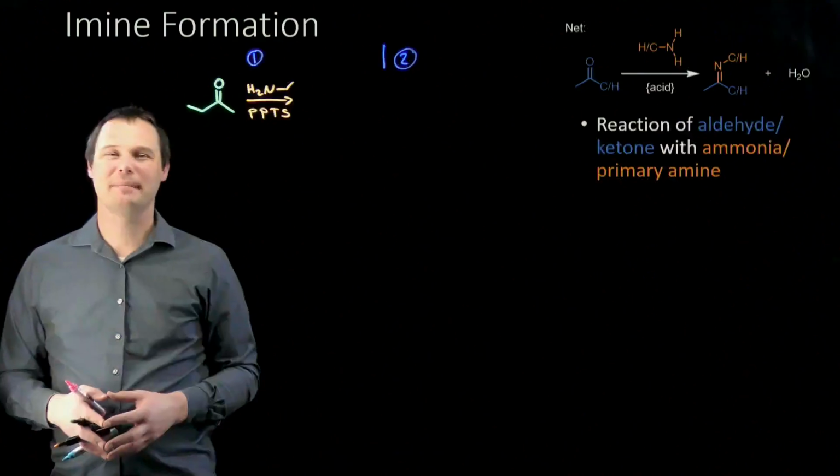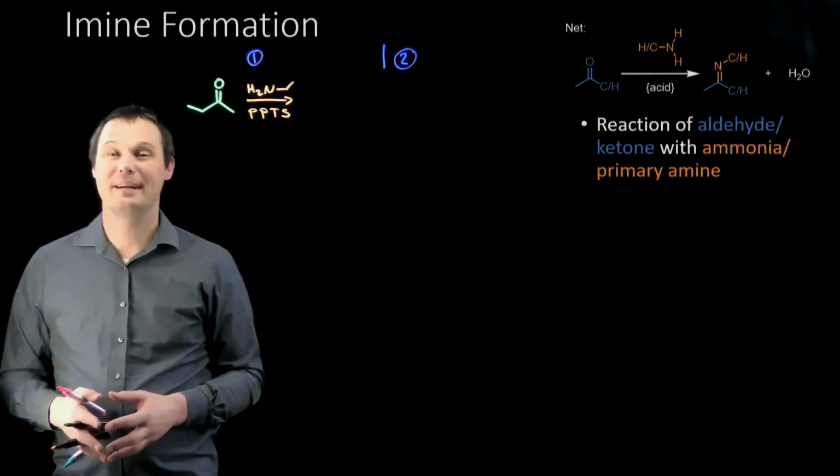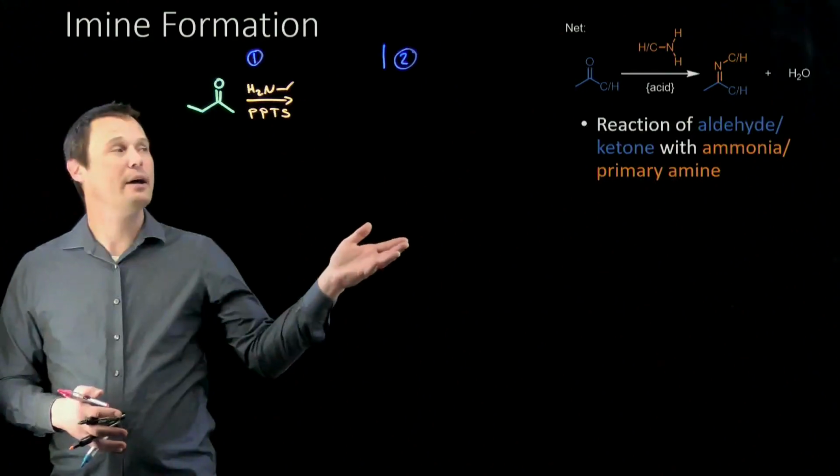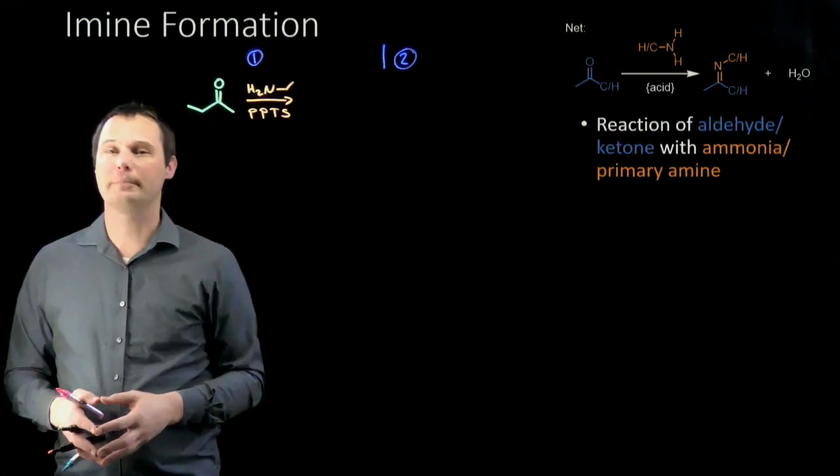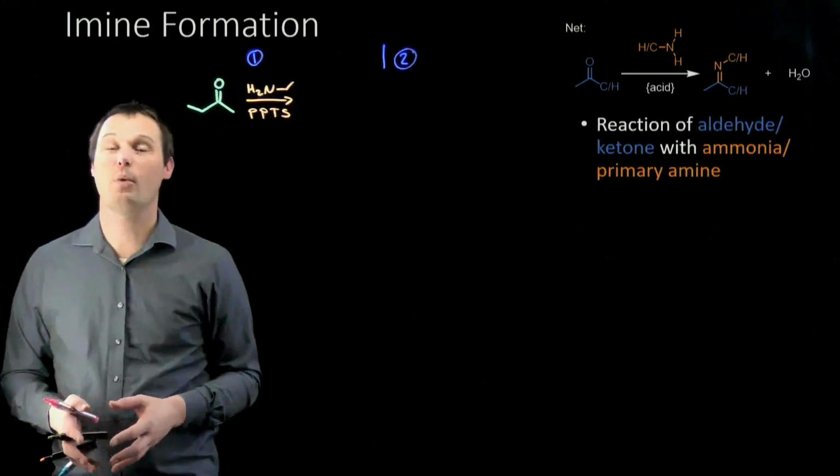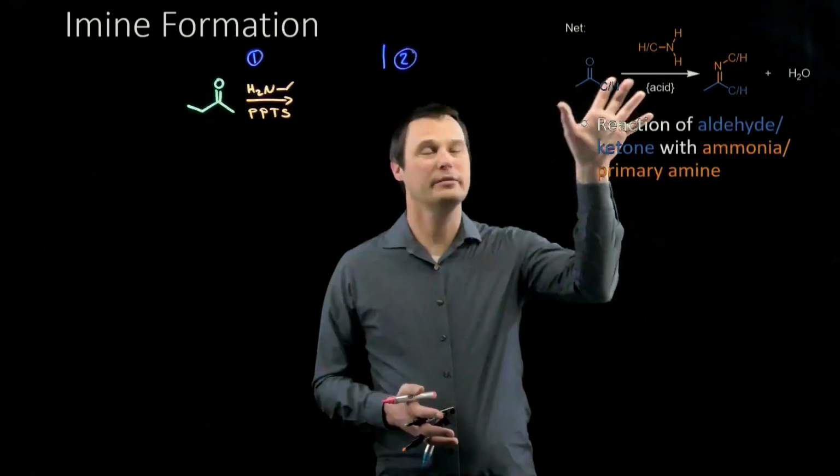Hey, OChemNinjas. I'm here today to talk about the imine formation. The imine formation is a reaction of an aldehyde or a ketone with a primary amine or ammonia to create an imine as our product, with water as the byproduct. That's what my drawing convention means here.